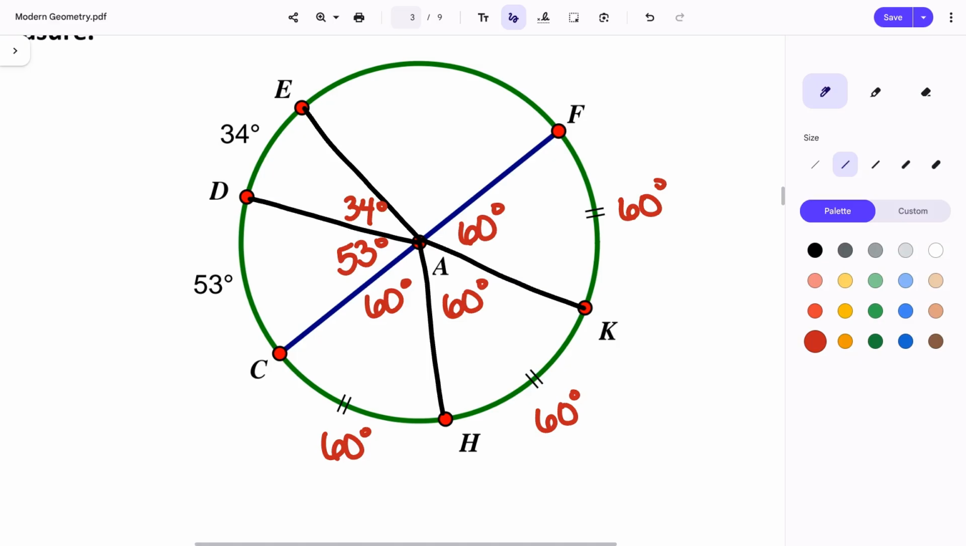What do you want to do? Add 34 and 53 minus 7. Okay. So 34 plus 53, and then we would subtract that from 180 because we're working with the other half of the diameter. And you got what? 93.